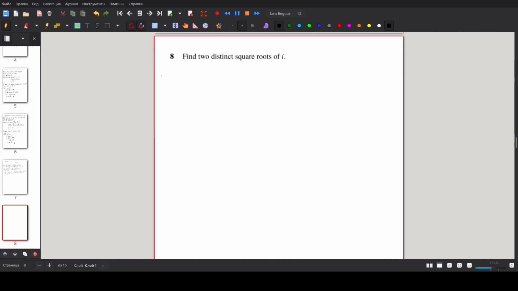Okay, number 8. This one is an exploration. So basically what we want is a plus bi times a plus bi. We want some complex number times itself to equal 0 plus 1i, right? That's what i is, and this is going to be important later.